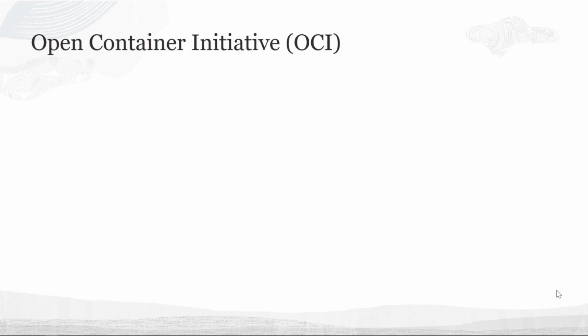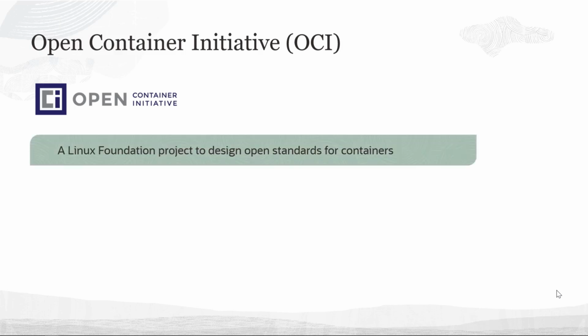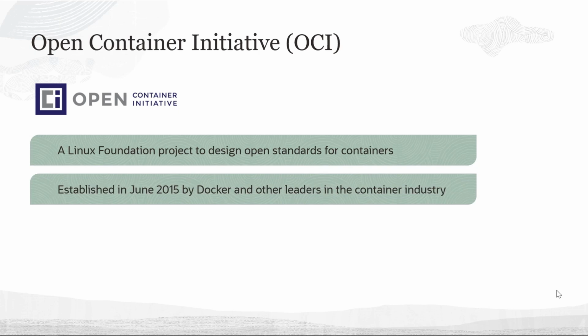So before I talk about OCIR images, let's try to understand what is Open Container Initiative, also abbreviated as OCI. The Open Container Initiative is an open governance structure for the express purpose of creating open industry standards around container formats and runtimes. It was established in June 2015 by Docker and other leaders in the container industry.